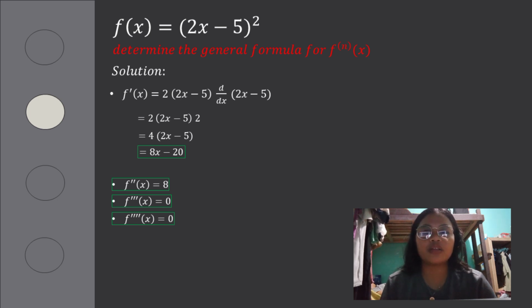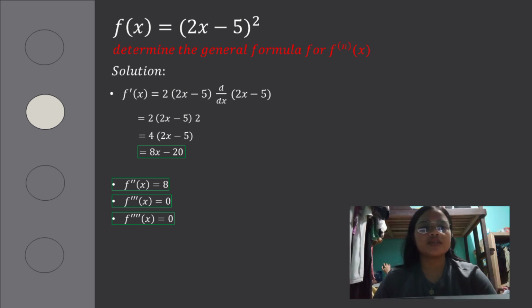Then, we need to multiply (2x minus 5) by 4. So, it will result to 8x minus 20. So, that is our first derivative. So, the same process that we use in getting the first derivative, next is the second derivative.